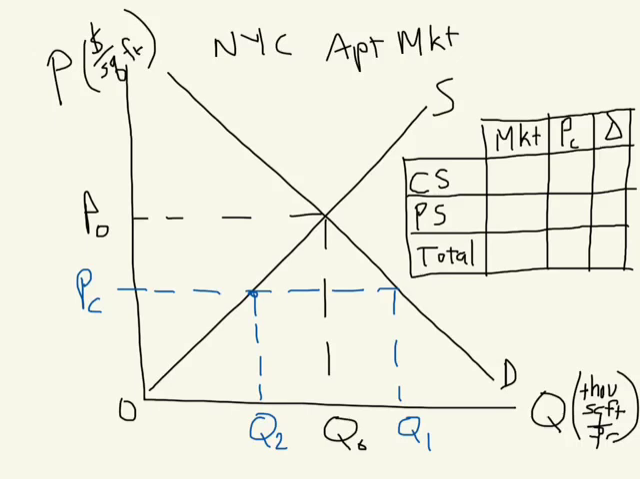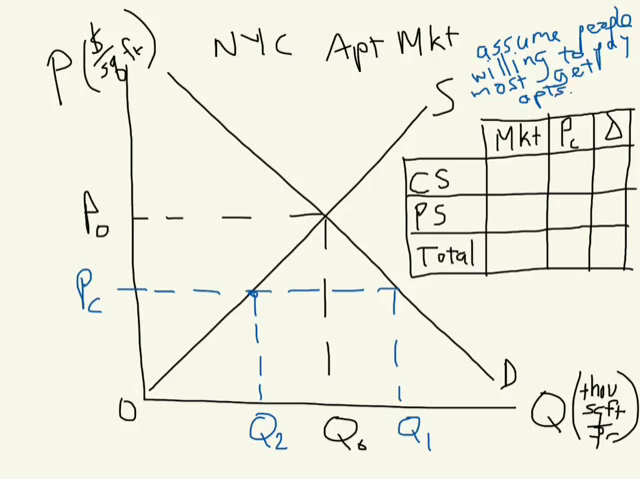We're going to make an assumption that is going to be necessary to graph this. We're going to assume the people willing to pay the most get the apartments. Now that's not necessarily the case, and in fact this analysis, because of that assumption, is going to actually understate the efficiency cost of this policy, but it's necessary to get this analysis into the graphical space.